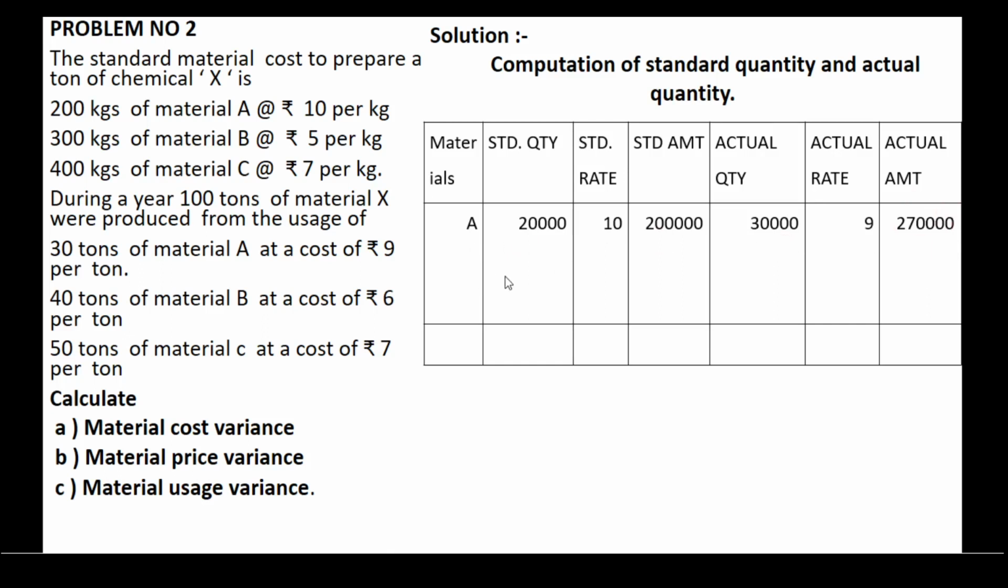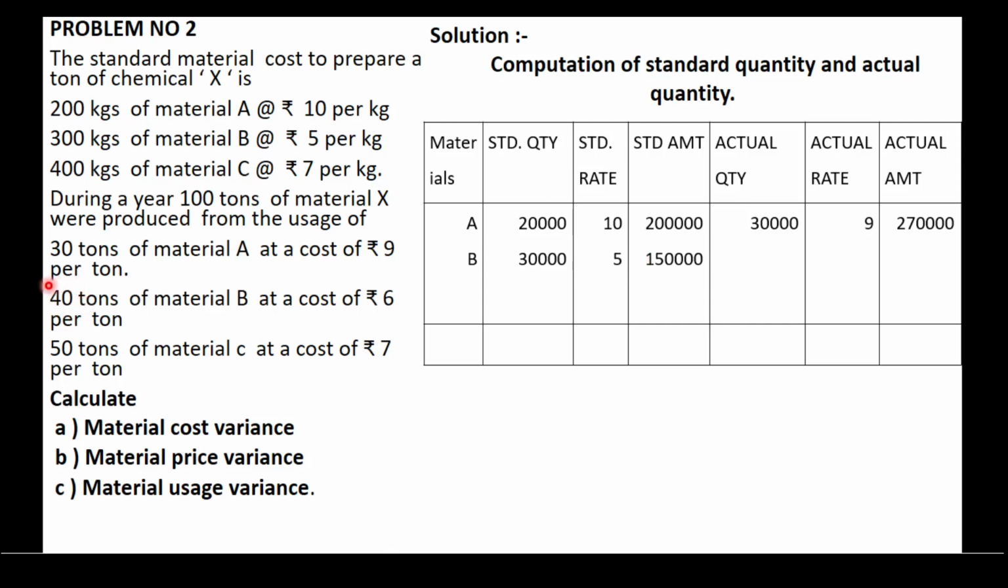So similarly we calculate for the material B. Now the standard quantity is 300 into 100 kgs. So now the standard quantity is 30,000 kgs. The standard rate is 5 per kg. Here the standard cost is calculated as 30,000 into 5. So now the standard cost is 1,50,000 rupees. And the next, that is the actual quantity.